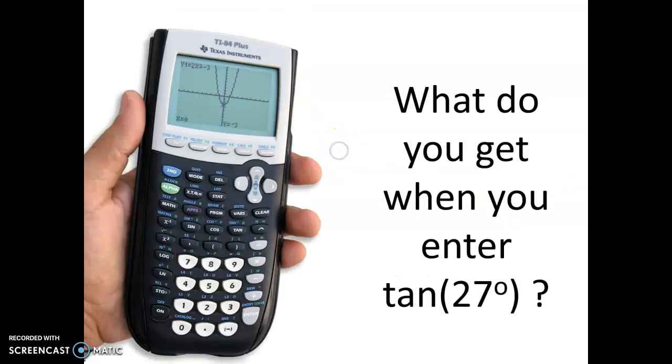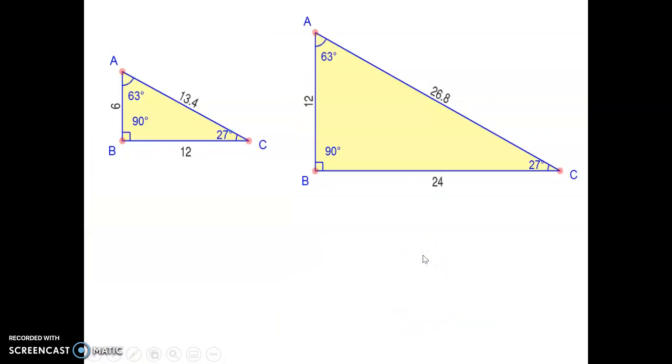Okay, there's our answer. Let's go punch this in your calculator. What do you get when you enter tangent of 27 degrees on your calculator? Well, you should have gotten 0.5. Let's take a look at why.